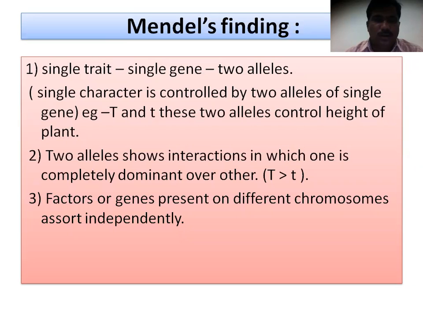Today we learn about neo-Mendelism or post-Mendelism. In the last two lectures, we learned about Mendel's monohybrid cross, dihybrid cross, and laws of inheritance, that is, law of dominancy, law of segregation, and law of independent assortment. So, what are the basic findings of Mendel, also known as Mendel's findings?